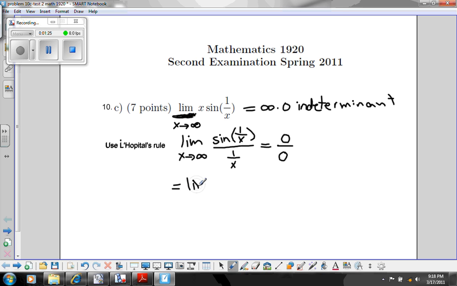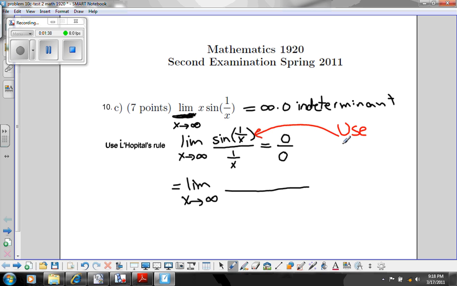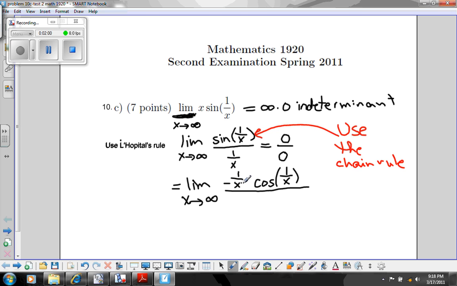the limit as x tends to infinity. Take the derivative of sine of 1 over x. Here you've got to use the chain rule. If we use the chain rule, what we get is the derivative of sine is cosine of 1 over x, and the derivative of 1 over x, which means x to the negative 1, is negative x to the negative 2, and x to the negative 2 means 1 over x squared.